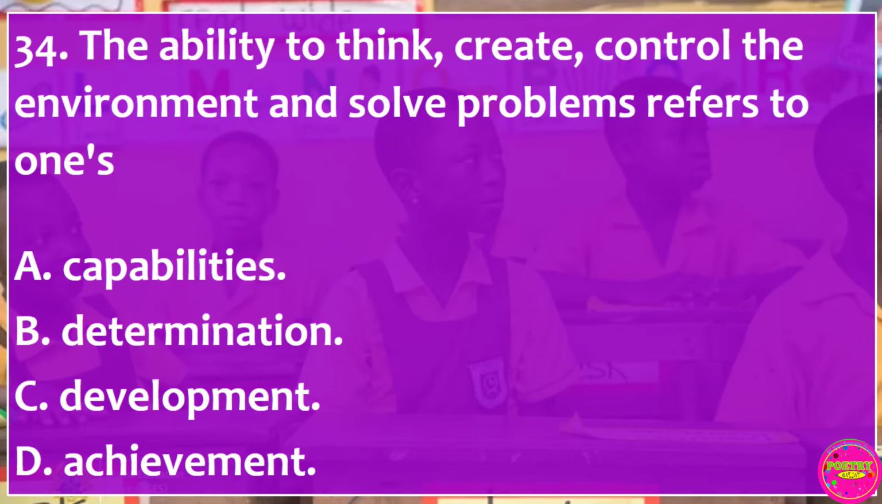Question 34. The ability to think, create, control the environment, and solve problems refers to one's A. Capabilities. B. Determination. C. Development. D. Achievement. The correct answer to this question is A. Capabilities.